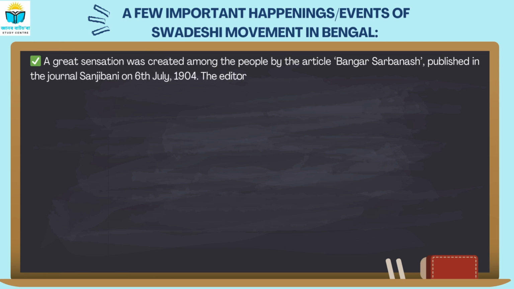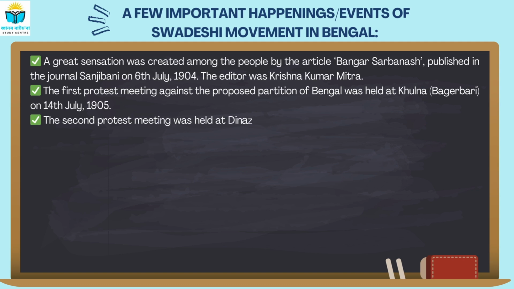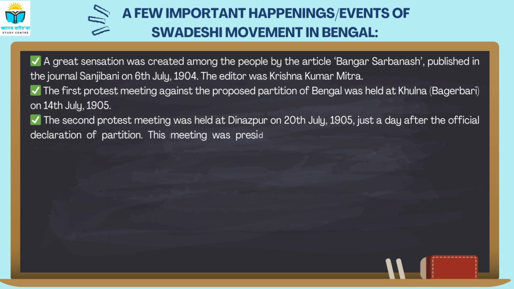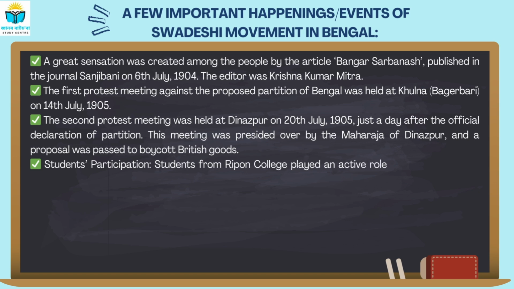A great sensation was created among the people by the article Bangar Sarbanash, published in the journal Sanjibani on the 6th of July 1904. The editor was Krishna Kumar Mitra. The first protest meeting against the proposed partition of Bengal was held at Khulna, Bagarbari, on 14th July 1905. The second protest meeting was held at Dinaspur on 20th July 1905, just a day after the official declaration of partition. This meeting was presided over by the Maharaja of Dinaspur, and a proposal was passed to boycott British goods.